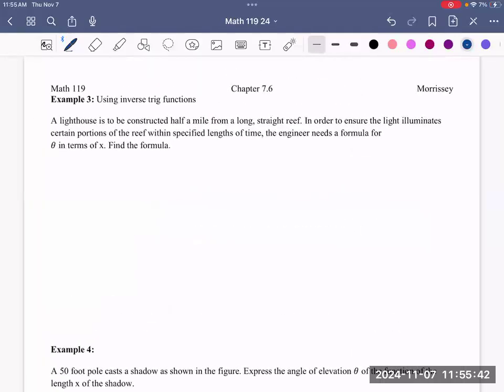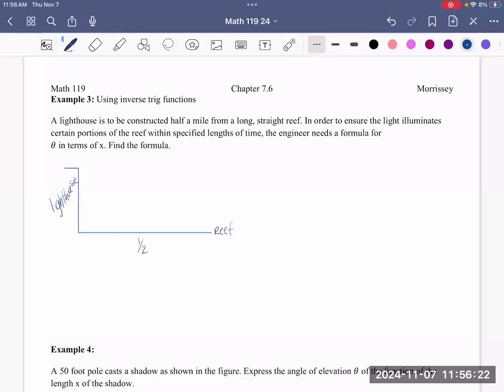So let's take a look at example 3. It says a lighthouse is to be constructed half a mile from a long straight reef. In order to ensure that the light illuminates certain portions of the reef within specific lengths of time, the engineer needs a formula for theta in terms of x. Find our formula. So if I build some sort of lighthouse, this is my lighthouse, and we have some sort of reef that is a little bit further away, how far away did we say this reef was?